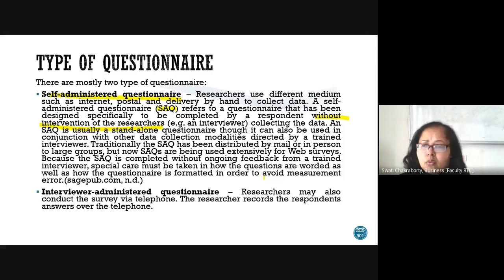Usually the traditional method is to distribute through mail or in person, but today it's also done through web surveys, right? Because SAQ is completed without ongoing feedback from a trained interviewer, special care has to be taken as to how the questions are framed as well as formatted in order to avoid any sort of errors. On the other hand, we have the interviewer-administered questionnaire, done through a telephone, where the researcher records the respondent's answers over the telephone.